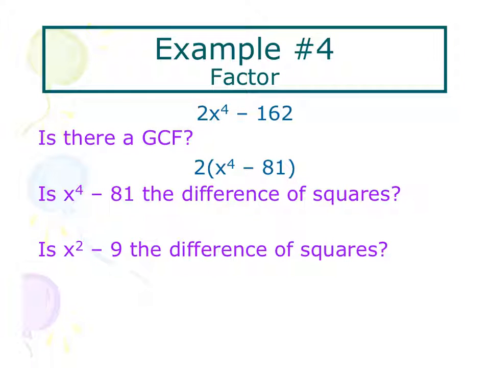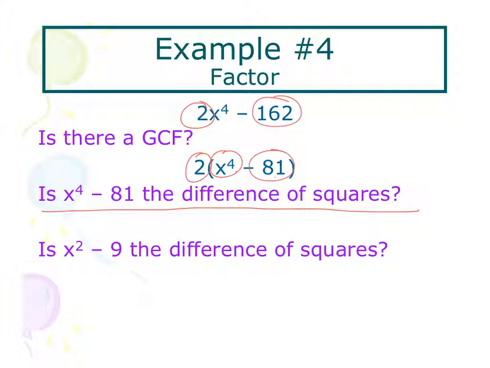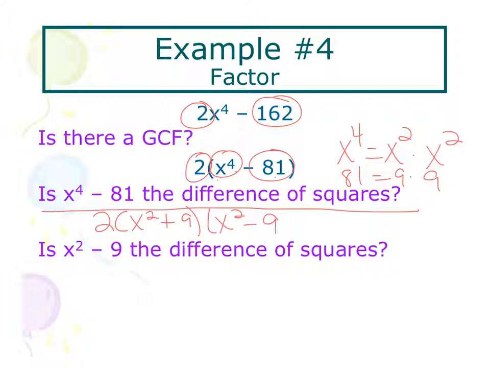Alright, here's another example, and I'm checking for a GCF. So yes, there is a GCF. I have a GCF of 2. When I divide that GCF out, I'm left with x to the fourth minus 81. Now, since there are two terms, are those two terms perfect squares? If they are, I can factor it again. And yes, they are, because x to the fourth is equal to x squared times x squared, so it's a perfect square. And 81 is equal to 9 times 9, so it's a perfect square. So I can factor this into x squared plus 9 and x squared minus 9.